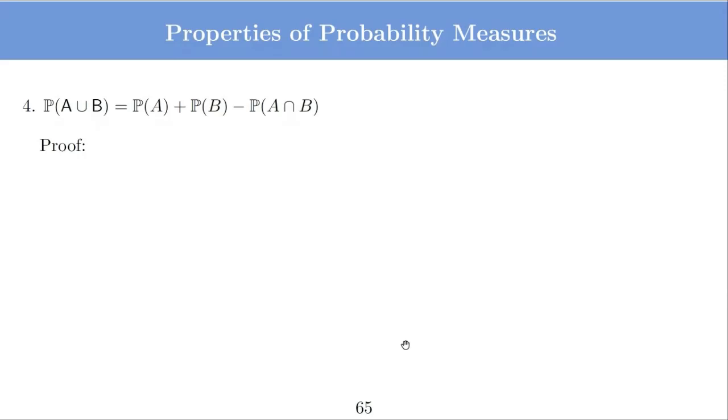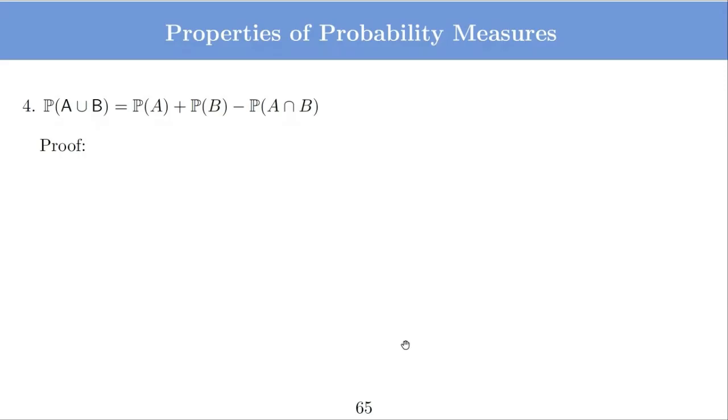Then we can also write it in terms of B intersection A complement. Both are the same thing. So A union B is nothing but A union B minus A. Okay. So now A and B minus A are disjoint. So you can say probability of A union B is equal to probability of A plus probability of B minus A. Okay, that is the first part.